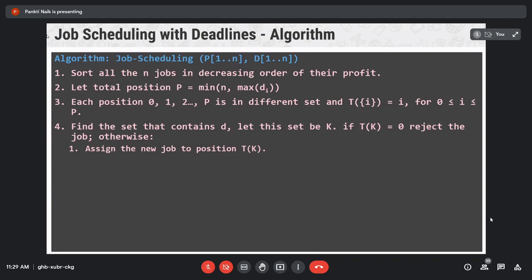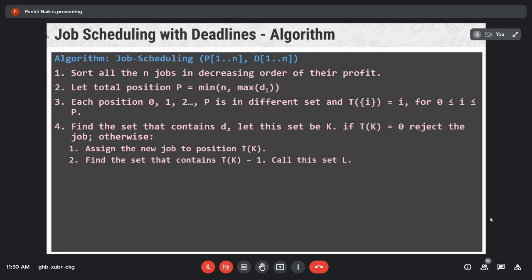Then next step is find the set that contains D, and let this set be K. If Tk is equal to 0, then reject the job. It means there is no available space in your array, so reject that job. Otherwise, if space is available, then assign that new job to the position Tk.